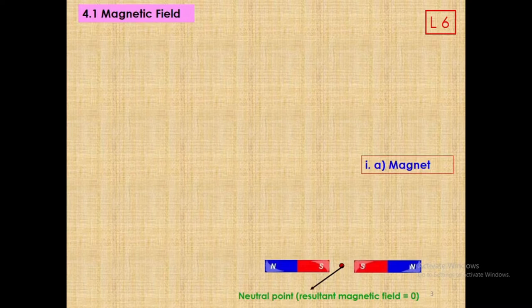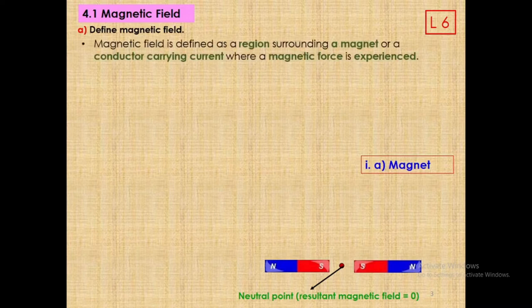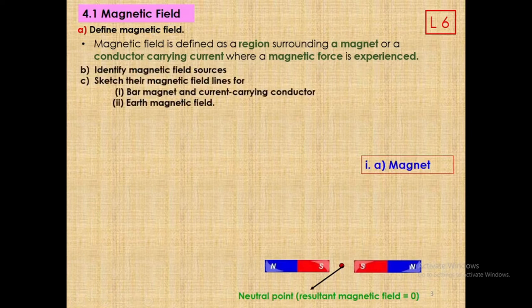So let's start with 4.1 magnetic field. Define the magnetic field. So what is the magnetic field? Magnetic field is defined as a region surrounding a magnet or a conductor carrying current where a magnetic force is experienced. Then, we identify the magnetic field sources first.